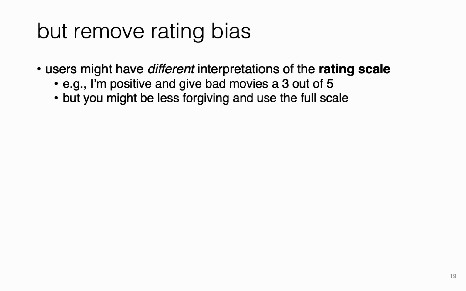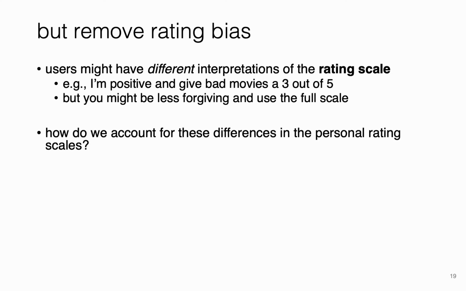So we've now made the predictions personal, but we must account for rating bias. Users might have different interpretations and uses of the rating scale. I, for example, tend to be very positive, and I only give bad movies a 3-star rating out of 5 stars. You, in contrast, can be less forgiving, and you are using the entire scale. So a rating of 4 might have a different meaning to different people. How can we account for these differences?